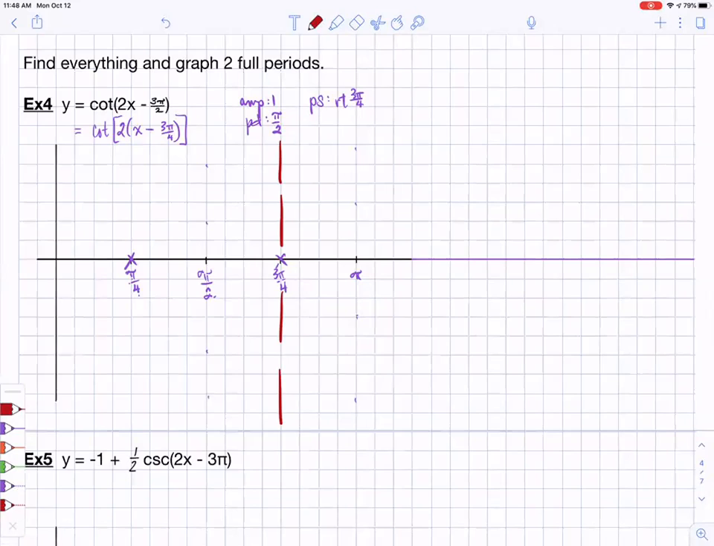The next guy is an x-intercept, so 12 blocks down the line lands me here on pi. Then my middle asymptote, 12 blocks down the line. I need a value for that, don't let me forget. And then an x-intercept, 12 blocks down the line. And then last but not least, my last asymptote.